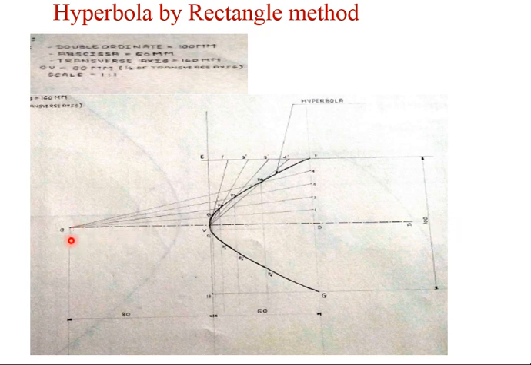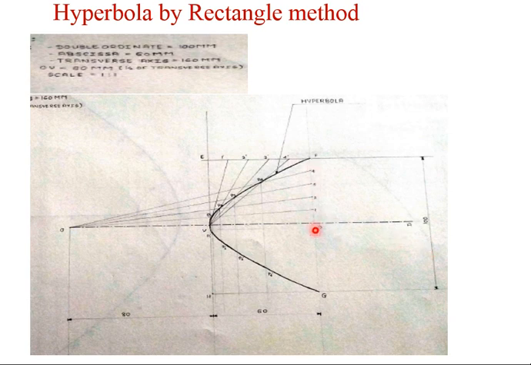On this axis line, this OV distance is generally equal to half of the transverse axis. Here the transverse axis is 160 millimeters, so we need to take it as 80 millimeters. From this one we need to draw this particular rectangle which has the dimensions: this is 60 millimeters, which is the abscissa, and this vertical line you need to draw is the double ordinate, that is 100 millimeters.